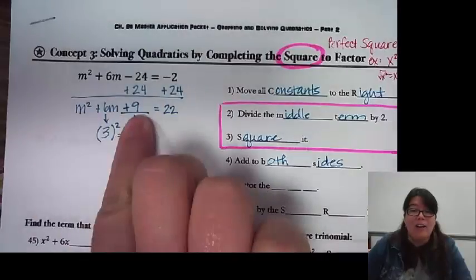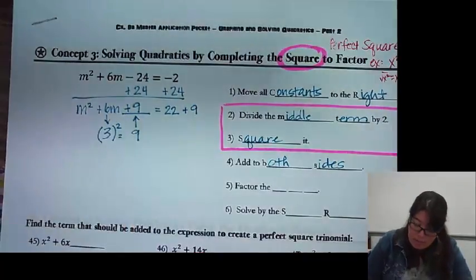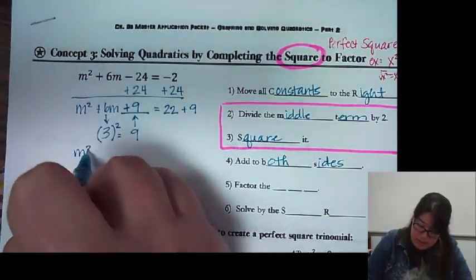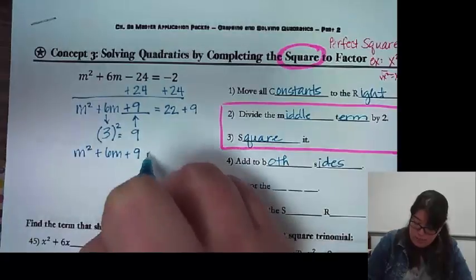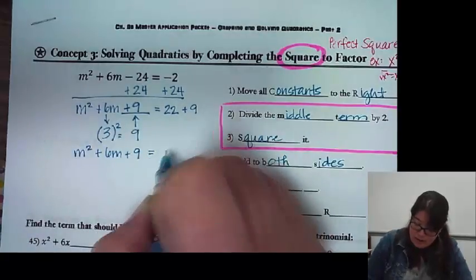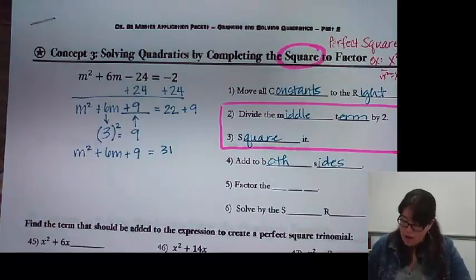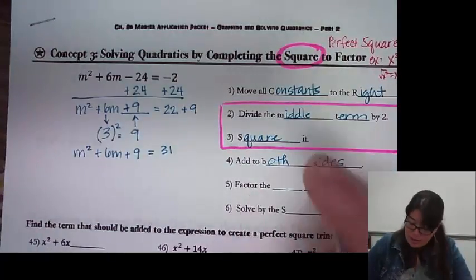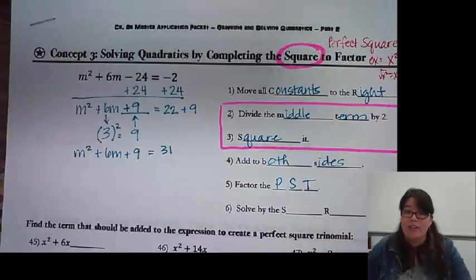So I added it here in my empty space. I need to add it over here as well. Now let me go ahead and simplify this a little bit. Bring down my quadratic term, my linear term, and my new perfect constant term. And then 22 plus 9 is just 31. So far, so good. All right, now we are going to factor the PST, the perfect square trinomial.